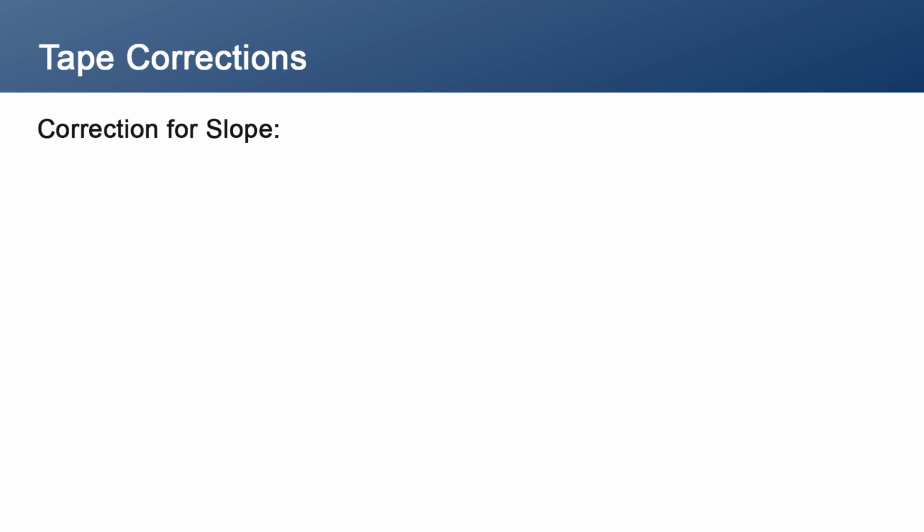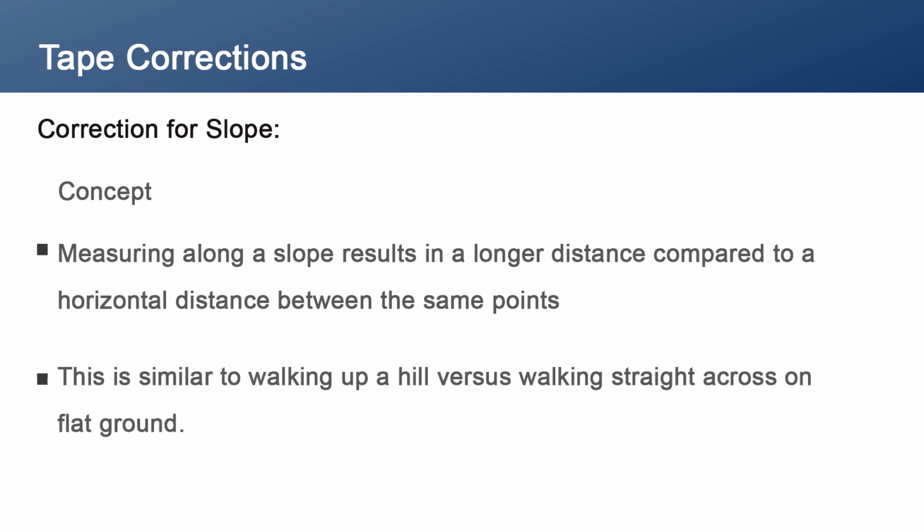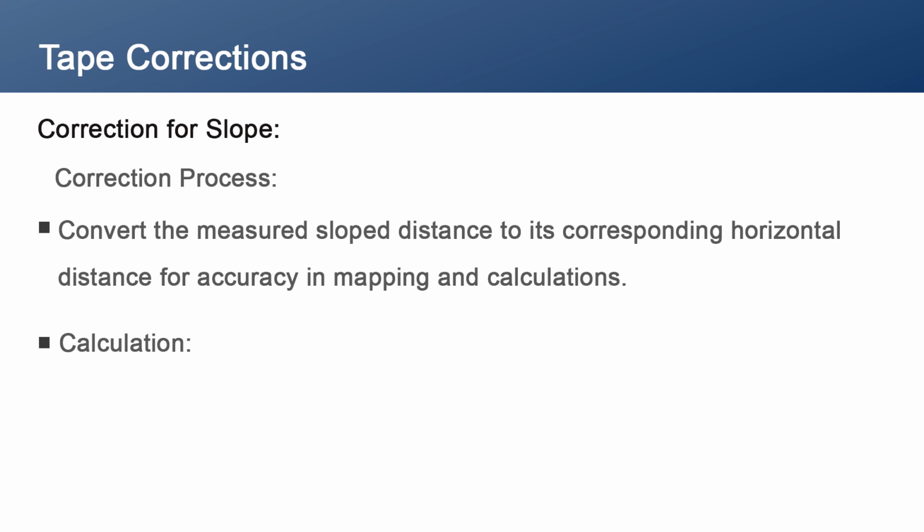Next, we have correction for slope. When you are measuring along a slope, the distance you get is always going to be a bit longer than if you measured the same thing on flat horizontal ground. Think of it like this. Imagine you are walking up a hill. The path you take up the slope is longer than if you just walked straight across on flat ground between the same 2 points. So, if you have measured a distance on slope, you can't just leave it at that. You have got to immediately convert it into the corresponding horizontal distance.